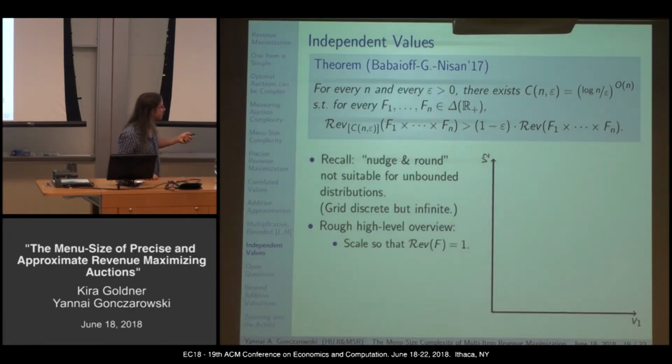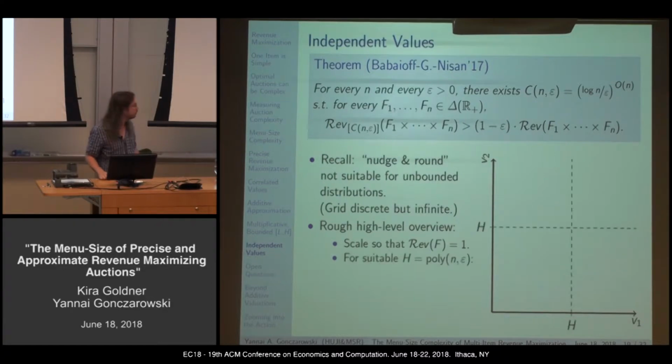First, let's scale everything so that the revenue is 1, just for convenience. Everything is multiplicative. We only care about multiplicative approximations. Let's scale the currency so that the optimal revenue attainable from this product distribution is 1. Then we're going to find some h that's polynomial in n and epsilon, and that's high enough so that the probability of each good by itself having a value above h is small.